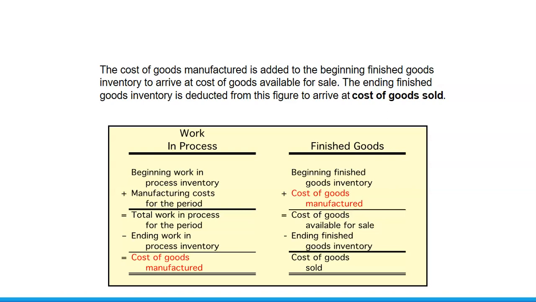So remember, we had beginning materials plus raw materials purchases minus ending materials. Beginning work in process inventory plus manufacturing costs minus ending work in process inventory. Now we get to finished goods inventory: beginning finished goods plus cost of goods manufactured minus ending finished goods inventory equals cost of goods sold. So just remember that it's beginning plus additions minus ending. And then whether we're doing materials or work in process or finished goods, it's beginning plus additions minus ending.